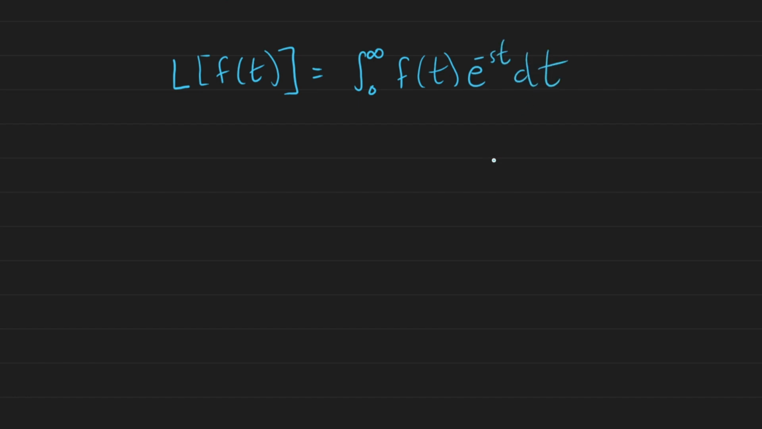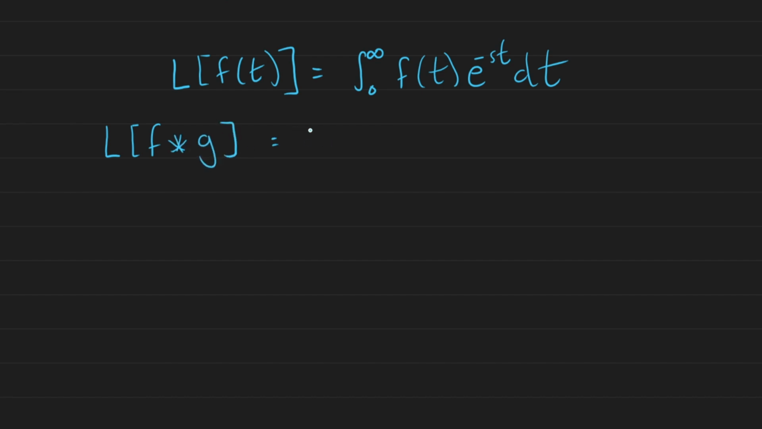Firstly, let's remind ourselves of the definition of the Laplace transform. If we take the Laplace transform of some function of t, then what we're doing is taking the integral from 0 to infinity of that function f of t, multiplied by e to the minus st dt. So now instead of f of t, we have the Laplace transform of the convolution, this f star g.